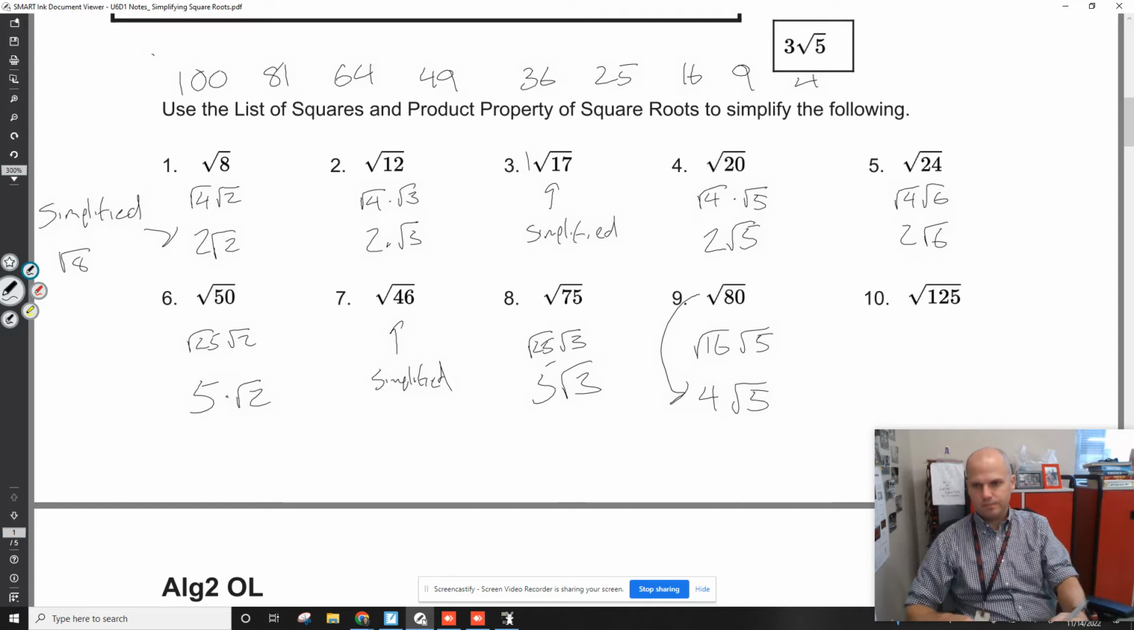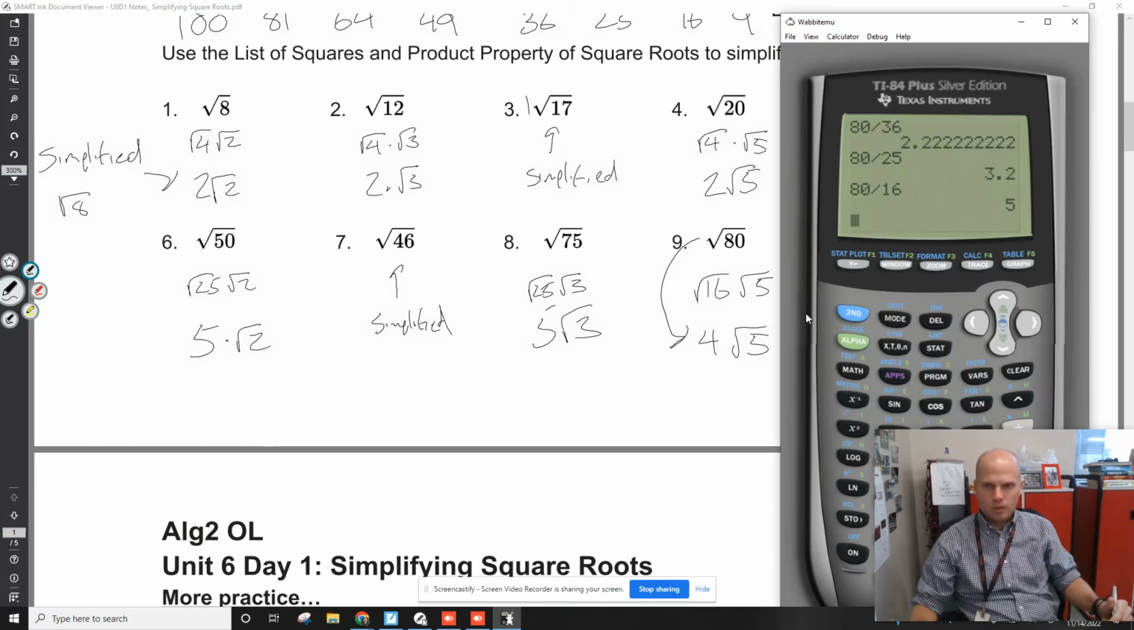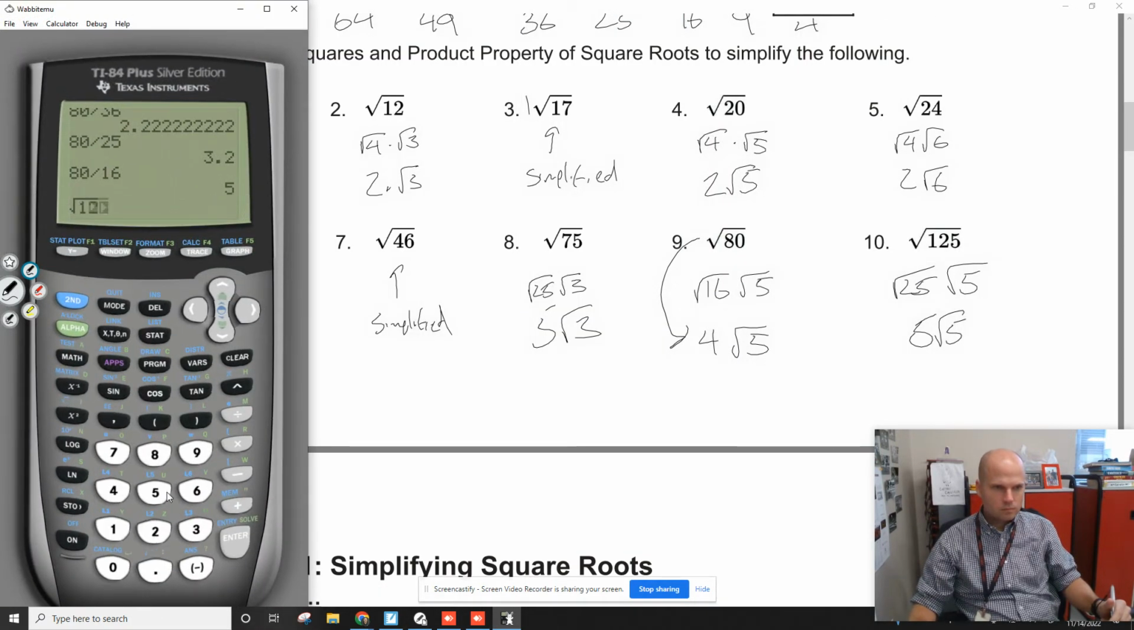They're the same. Okay? Just going to do this because I know 25 and 5 make 125. 5 root 5. Root 125 is 5 times the square root of 5.